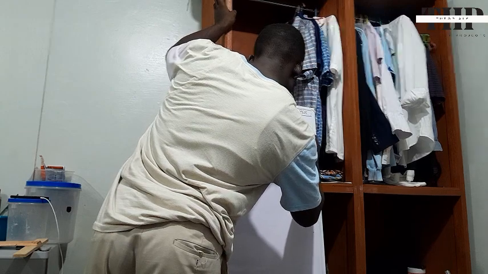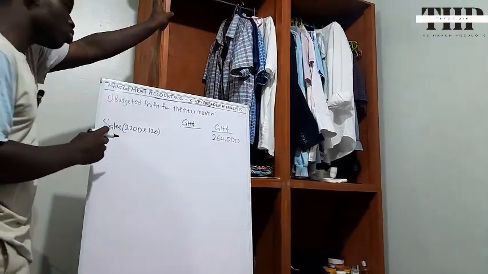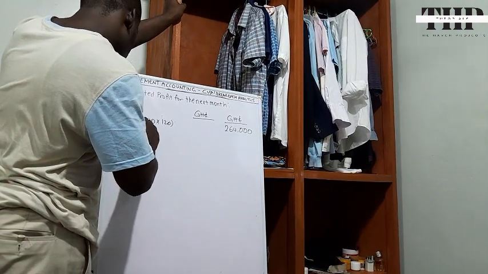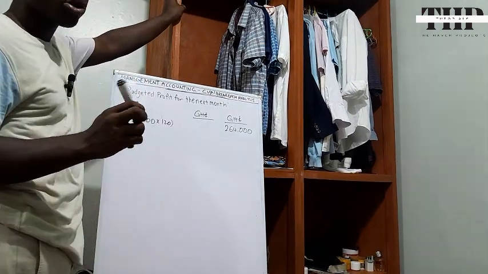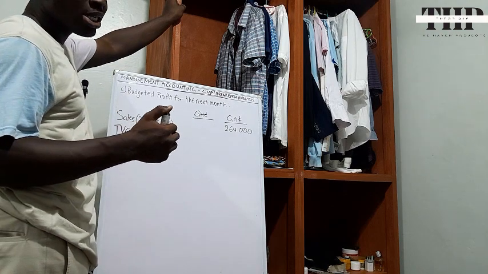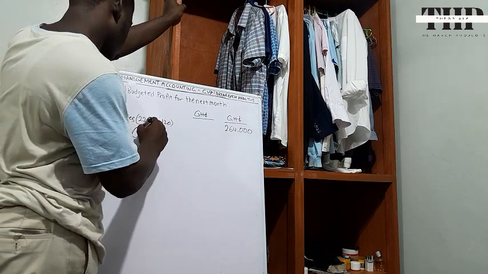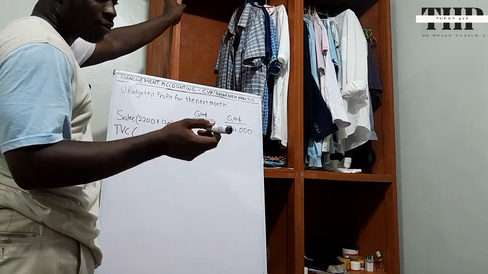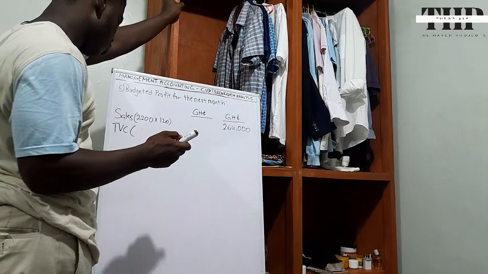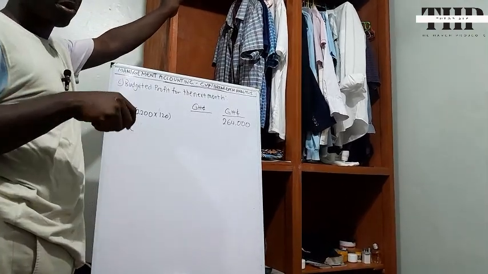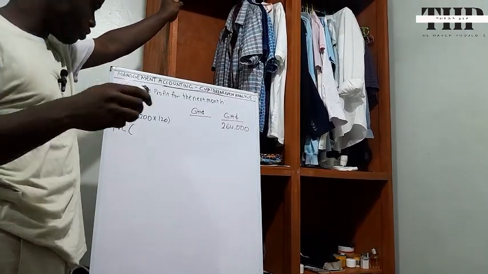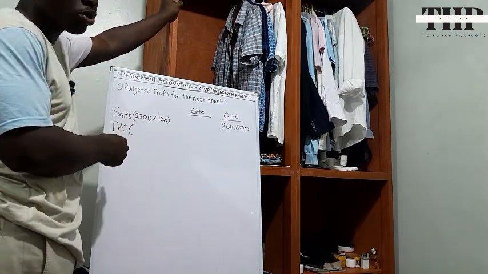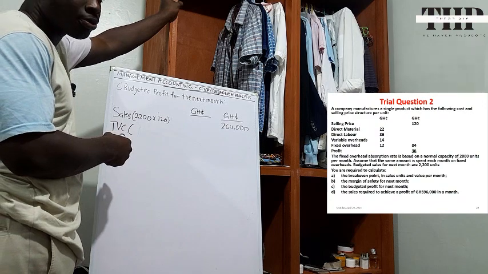TVC is what? So next, we look for our variable cost per unit. What is it? From the question, that would be 72. So 84 minus the 12. It's not 48. No, it's total variable cost.